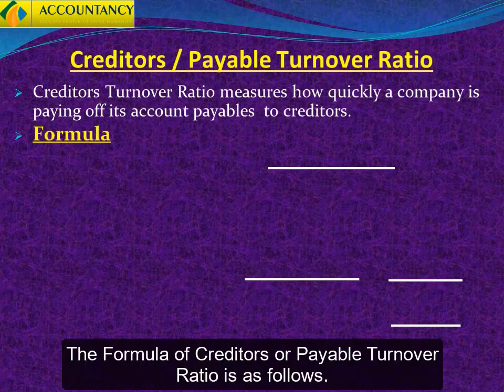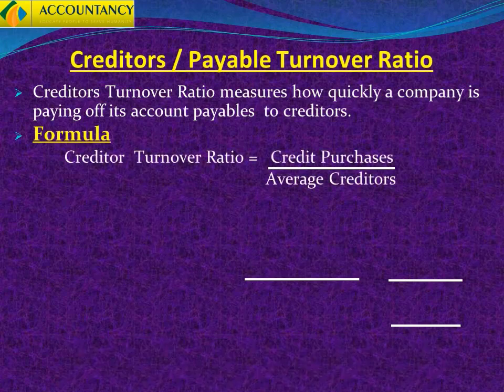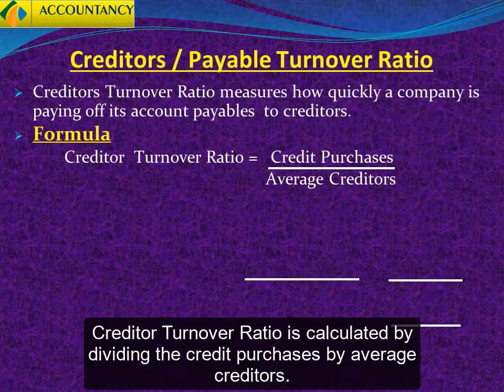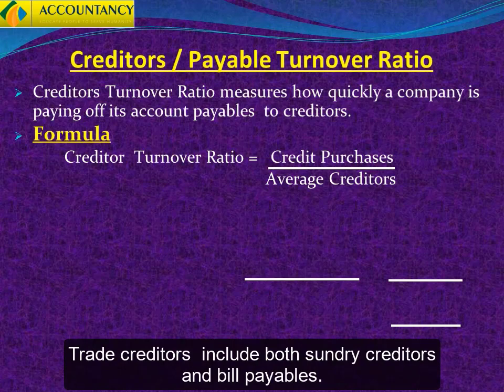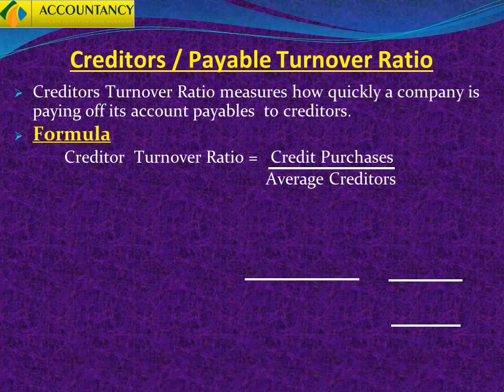The formula of creditors or payable turnover ratio is as follows. Creditor turnover ratio is equal to credit purchases divided by average creditors. Creditor turnover ratio is calculated by dividing the credit purchases by average creditors. Trade creditors include both sundry creditors and bills payable.